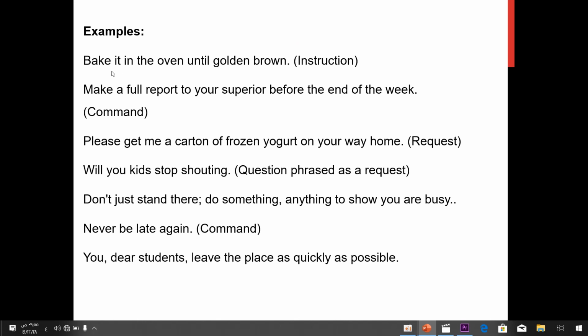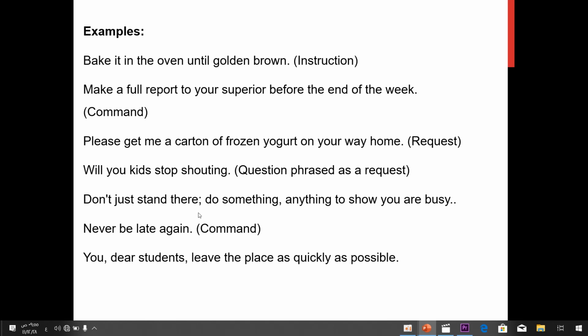Examples. Bake it in the oven until golden brown. Instructions, so bake the cake or the bread in the oven until it has become golden brown. Make a full report to your superior before the end of the week. That is a command. Please get me a carton of frozen yogurt on your way home. So that is a request. And you can say, could you bring? Will you kids stop shouting? A question phrase as a request.